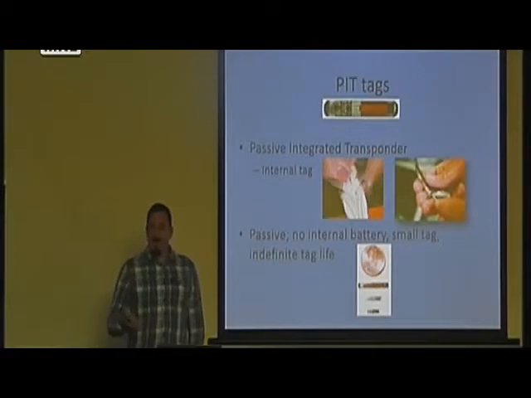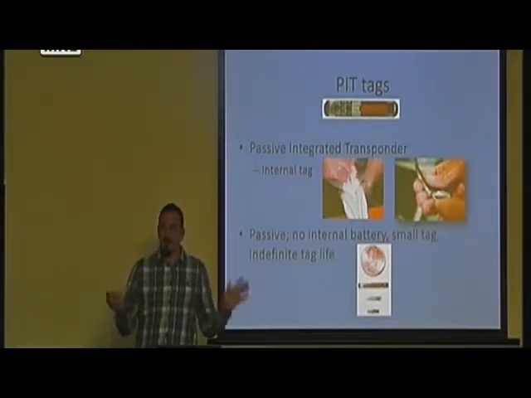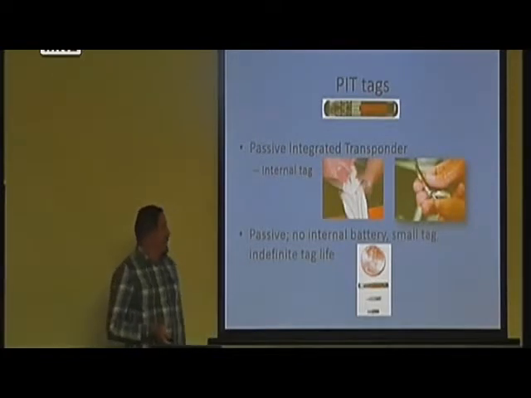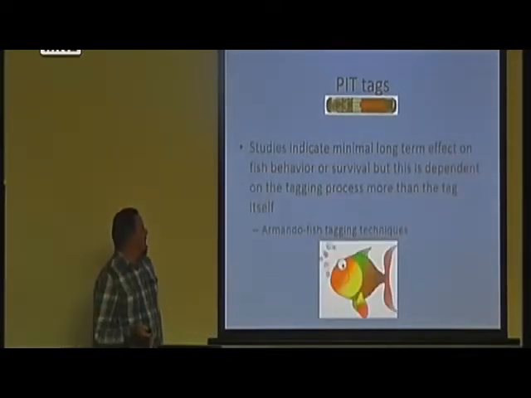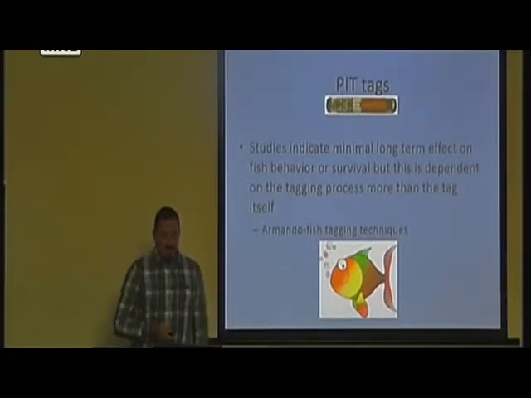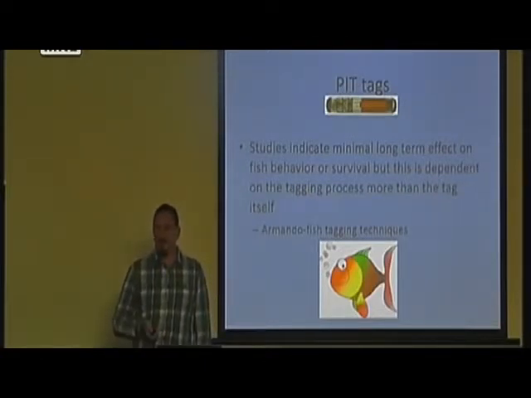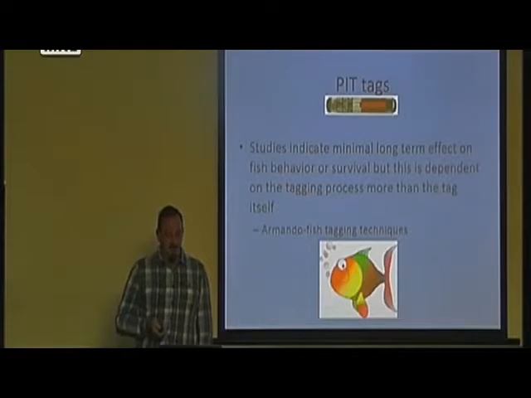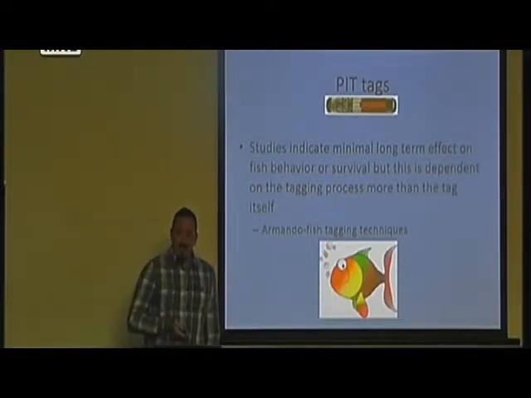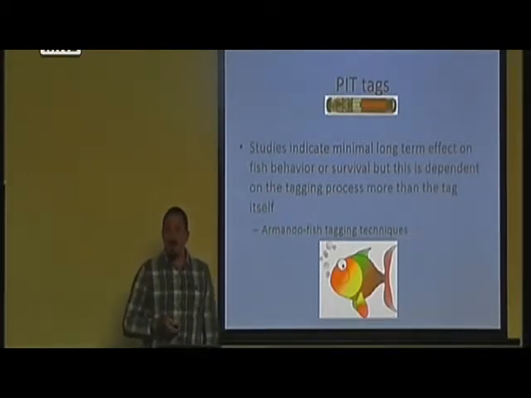But yeah, it's a passive tag. So the passive part is no battery, no light. You don't lose it because of the battery. Studies do indicate that there are minimal long-term effects on fish behavior. These have been used since the mid-80s in fish studies, starting in the Columbia Basin. So we have plenty of studies on the survival and behavior of fish that have these tags in them, and there's really no effect.